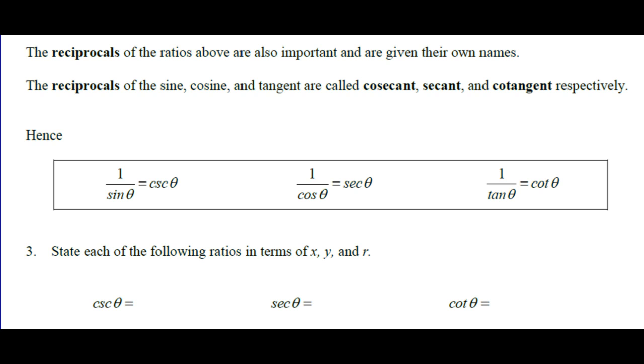The reciprocals of the ratios above are also important, and they're given their own names. The reciprocals of sine, cosine, and tangent are called cosecant, abbreviated CSC, secant, abbreviated SEC, and cotangent, abbreviated COT. The way to remember how they pair up: tan and cotan obviously go together. There's only one co in each pair. So if you're thinking sine, is that secant or cosecant? There's only one co, so sine goes with cosecant, and cosine goes with secant. Just don't pair up two co's and you're fine. And don't try and stick sine with cotangent. That makes absolutely no sense.